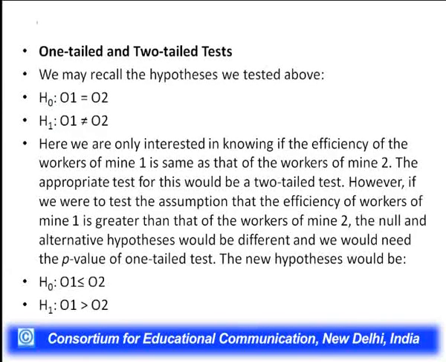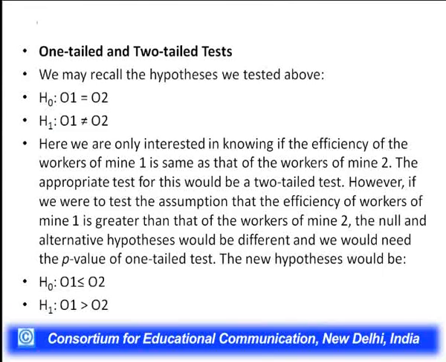So let us have a look at the one-tailed and two-tailed test. We may recall the hypothesis testing: H0, that is mu1 is equal to mu2, and H1, mu1 is not equal to mu2. So we are only interested in knowing if the efficiency of the workers of mine 1 is the same as that of the workers of mine 2. The appropriate test for this would be a two-tailed test.